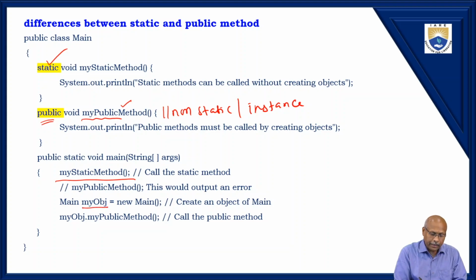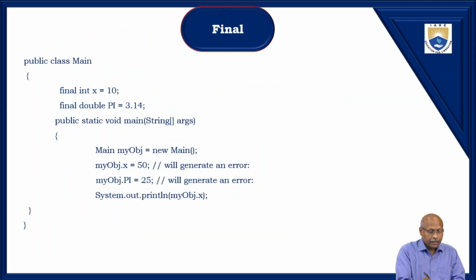So that's why my object equals new main, my object dot, so this you can call. The public method says yes, you can access it in any class. There is no restriction for the public. Whereas static says you can access it in any object. Only one copy will be there. That's the main difference.